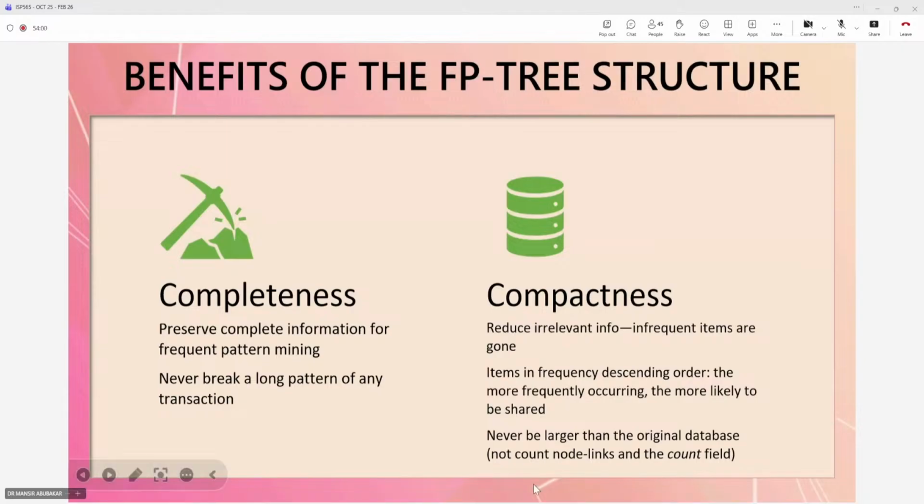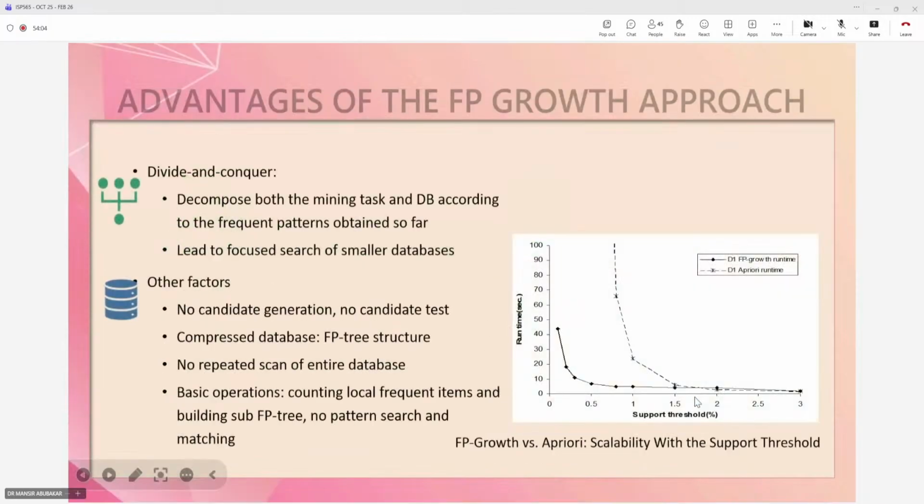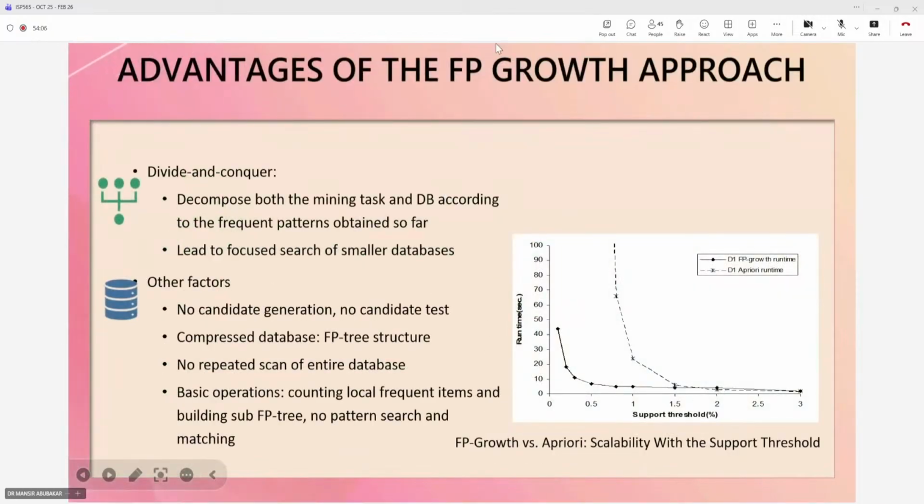So these are some of the benefits of using this algorithm. And then what are the advantages of the FP-growth algorithm in general? This approach, you can see based on what we have, you compare it with the Apriori algorithm. As we said earlier, it uses what is called divide and conquer to decompose both the mining task and the database according to the pre-computation obtained.